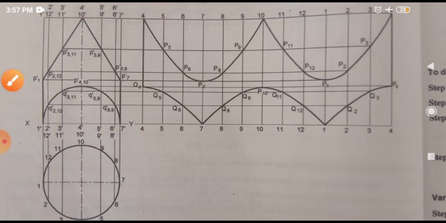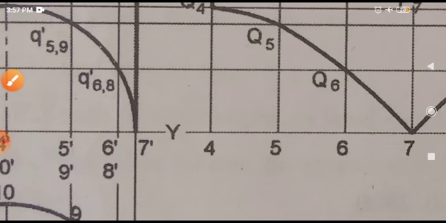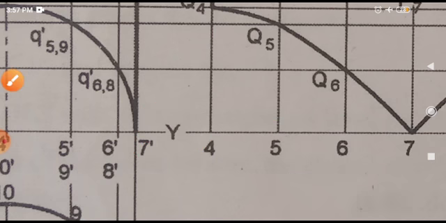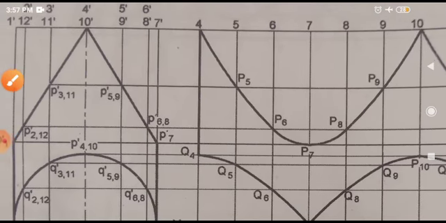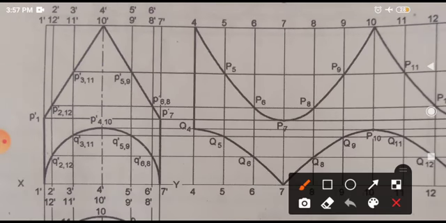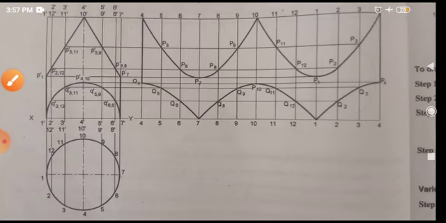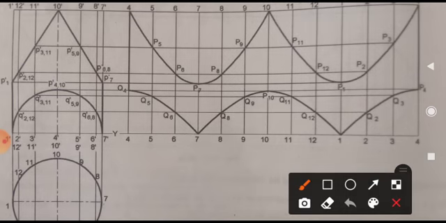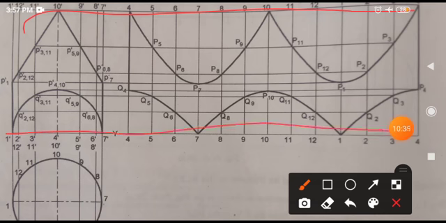That means you just have to start the development from this point. This distance is not fixed. You can take anything, generally 3 or 4 centimeter depending on the space available on your page. Now you have taken the projection, extend it as much as possible. Extend all this from the top and from the bottom.